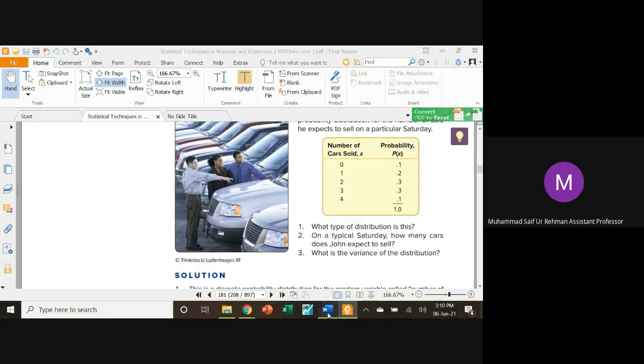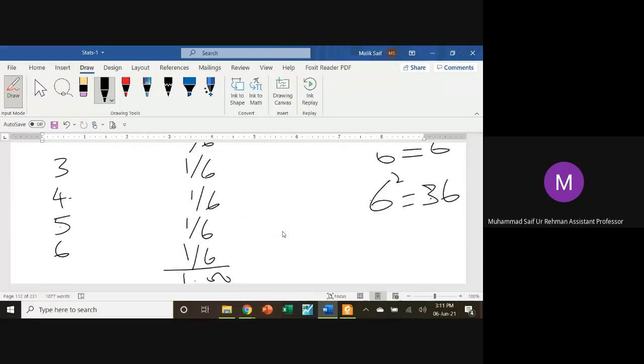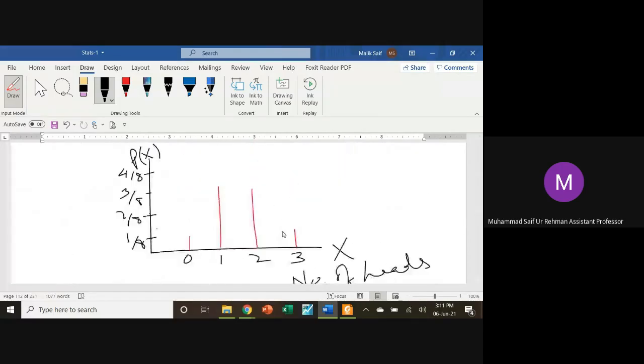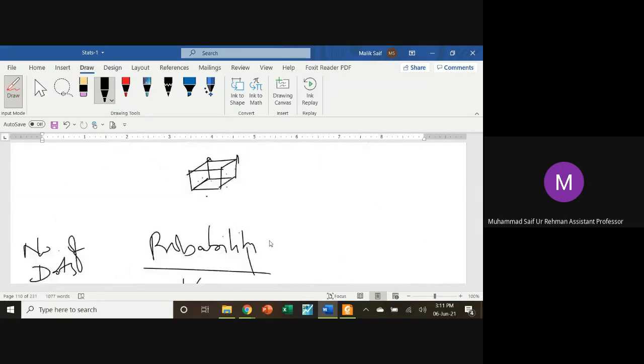And if you see this graph, this is an example of a discrete probability distribution because certain gaps are there in between the values. And if you see this graph also, certain gaps are there. You can't say that 1.5 heads are there. No, one head will be there or one tail will be there. One complete value will be there.